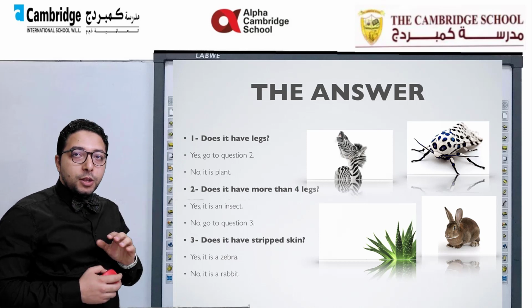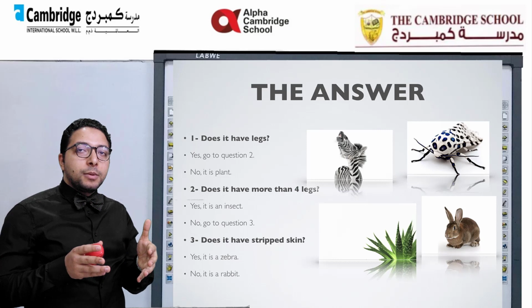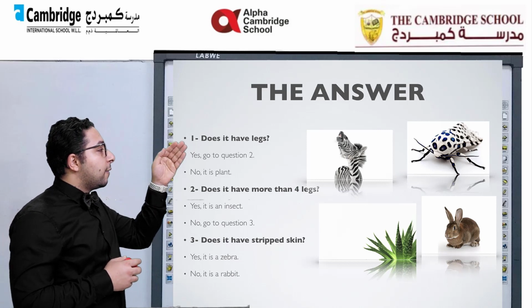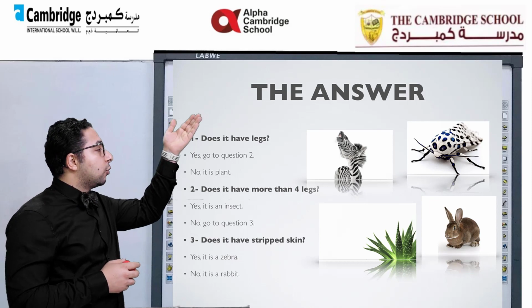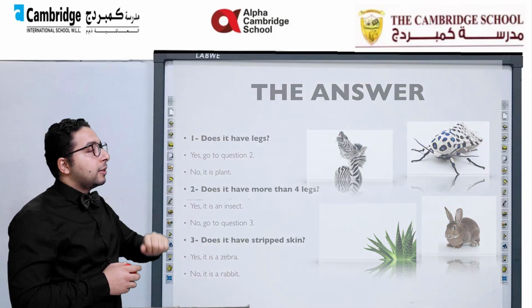In question 3, this is going to put the animals apart. Does it have a striped skin or pattern in the skin? If yes, then we're talking about zebra. If no, we are talking about rabbit.